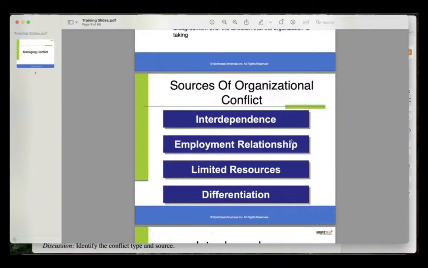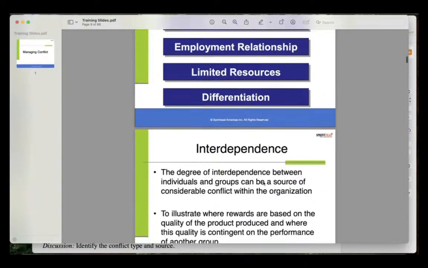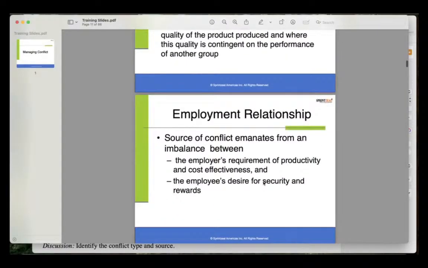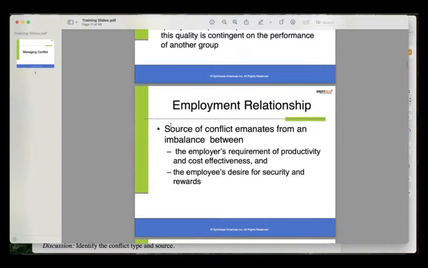Then the source. So here, what do you understand? Employment relationship, then interdependence, limited resources, and differentiation. Since this is an employee and employer conflict, employment relationship is the suitable source here that we can find. It clearly makes sense, right? So what happens in employment relationship?